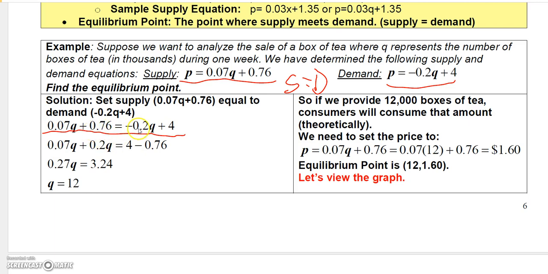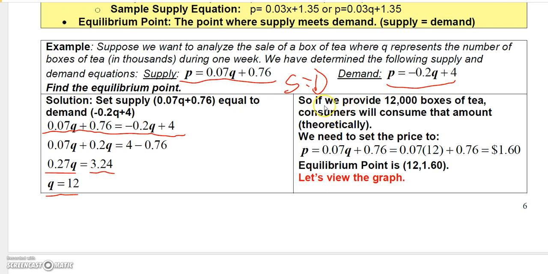So if I add 0.2q to both sides, I'll get 0.07q plus 0.2q. And then if I subtract 0.76 from both sides, over here I'll get 4 minus 0.76. And so when you add 0.07q to 0.2q, you get 0.27q. And then 4 minus 0.76 is 3.24. And then divide by 0.27, and you get q equals 12. So 12 represents 12,000 boxes of tea.